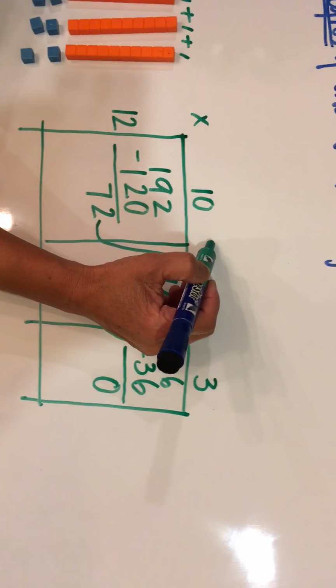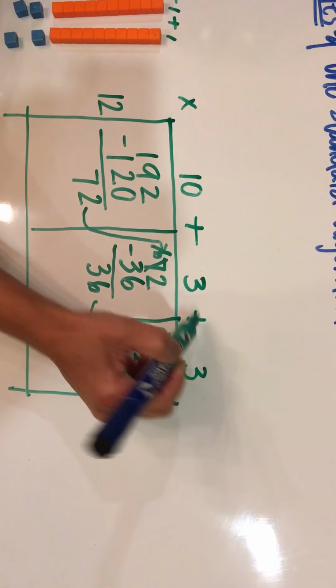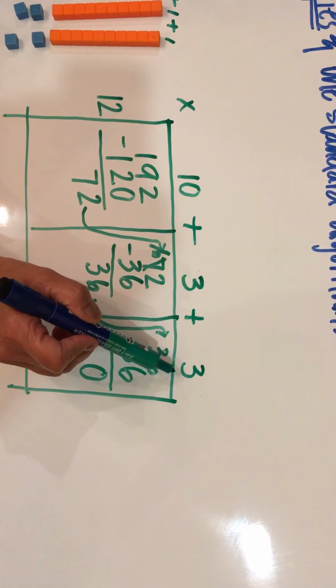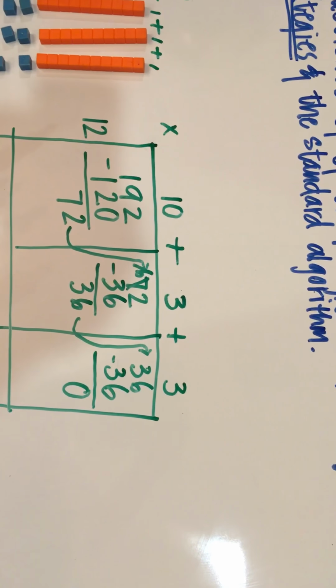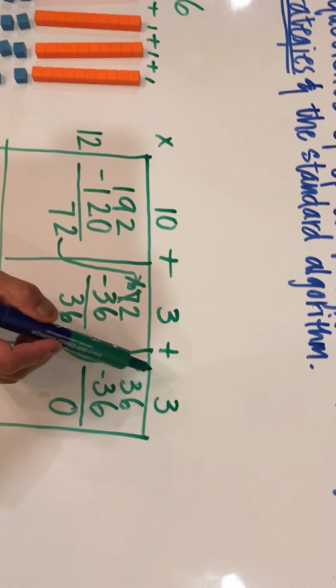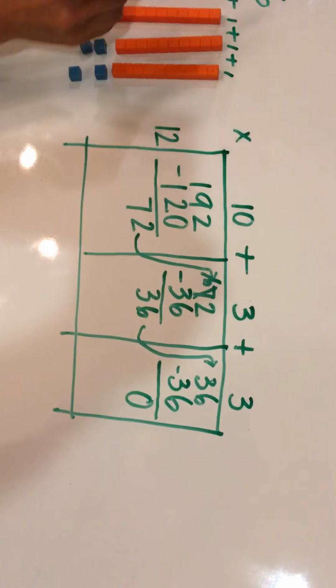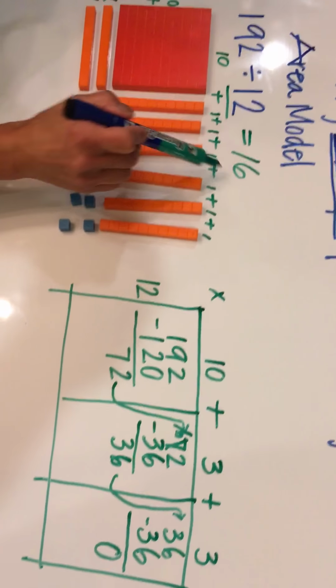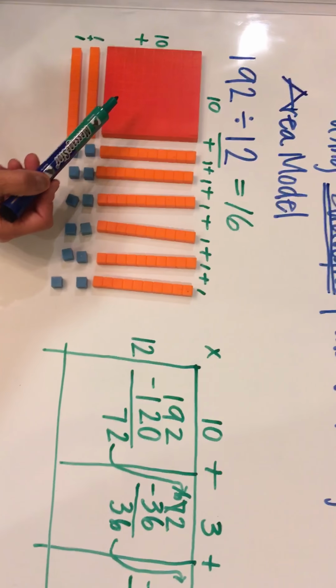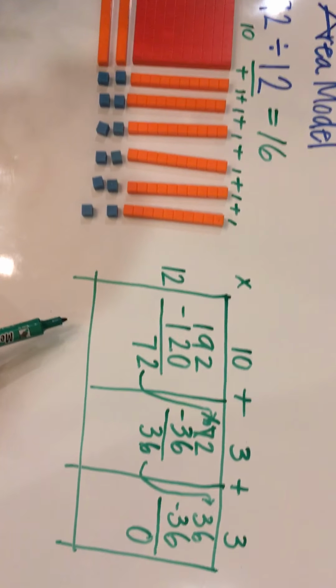Again, I am going to add right here. This is my quotient. Before, when we were doing partial product, this was my factor. Now, 10 plus 3 plus 3 is equal to 16, exactly what I got from here. So this is just moving from base 10 blocks to a more abstract area model.